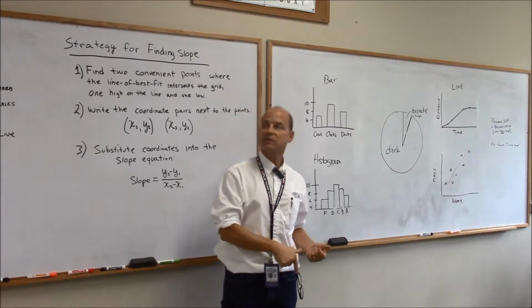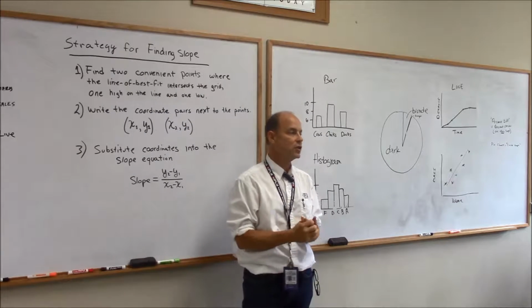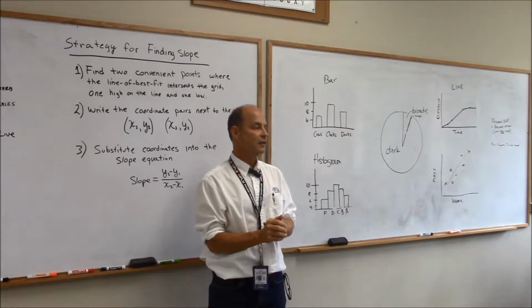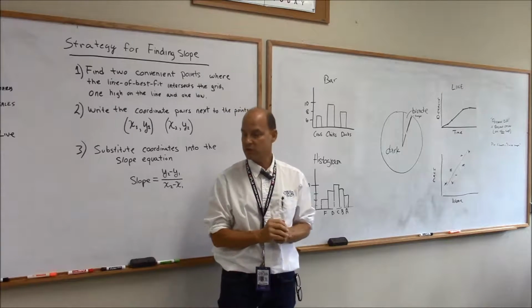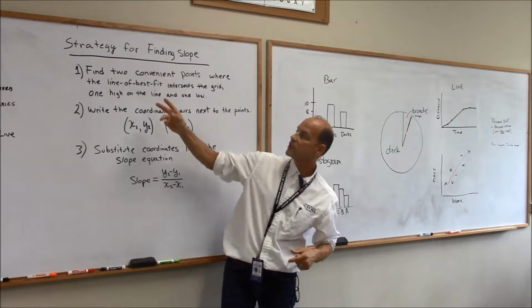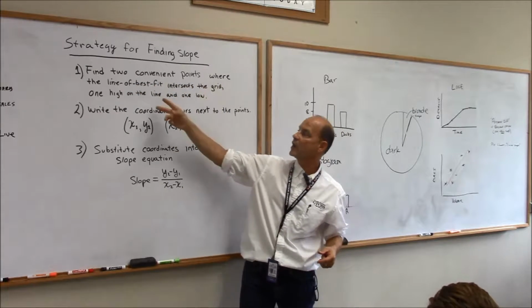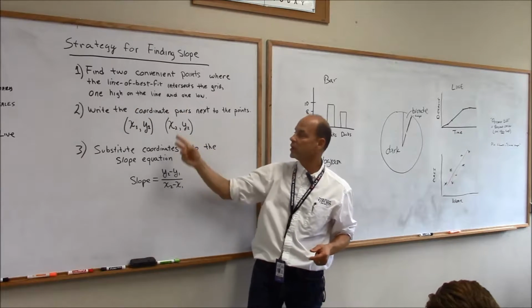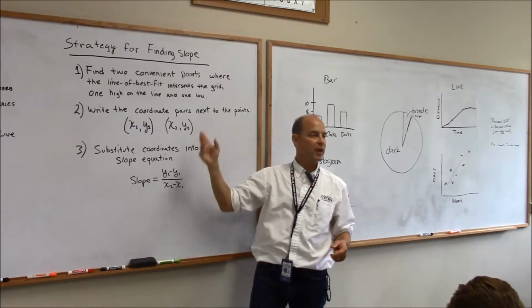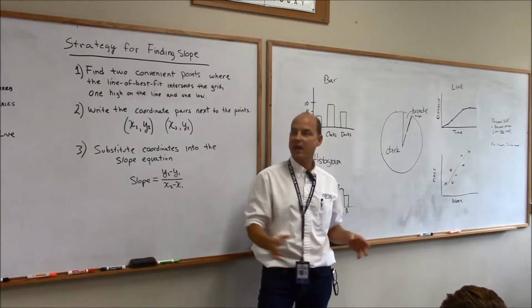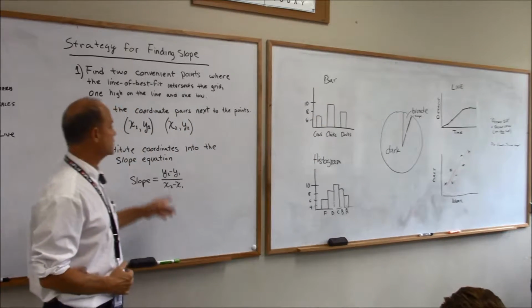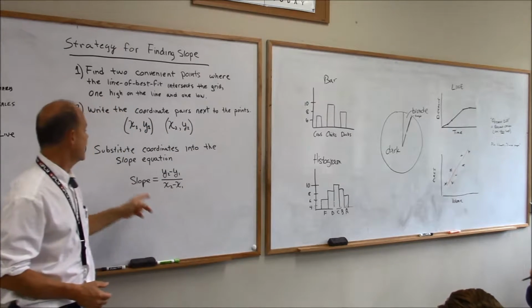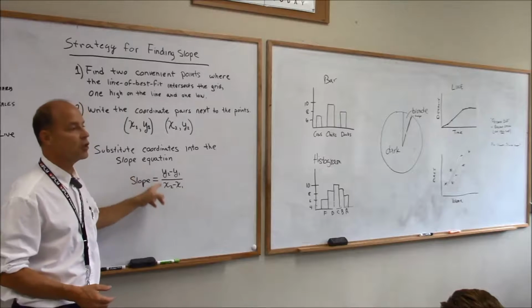And so today what I asked you to do was to write a strategy for determining slopes, because most of the time it's not as easy as it was the first time I showed you. So quickly, the steps are: find two convenient points where the line of best fit intersects the grid of the graph paper, one high on the line and one low. Write the coordinate pairs. You might have heard that term used in math class. The coordinate pairs are just how we define where a point is on the grid. Write the coordinate pairs next to the points, and then substitute those coordinates into the slope equation.